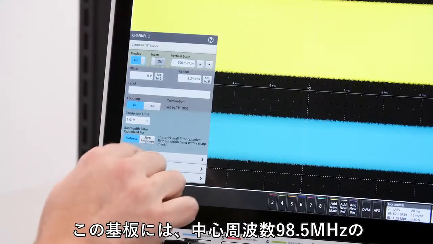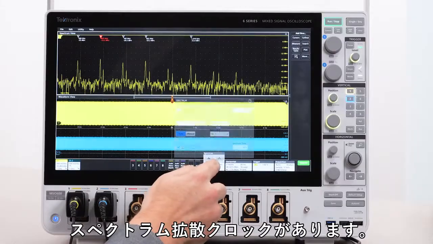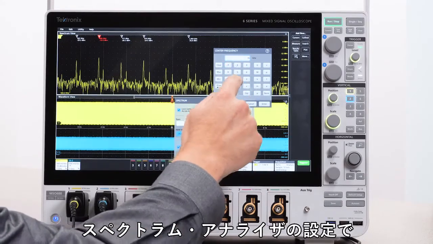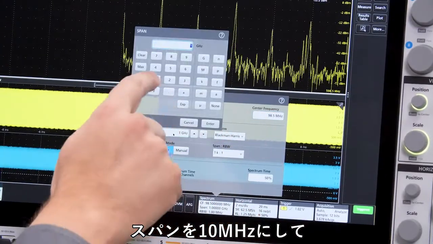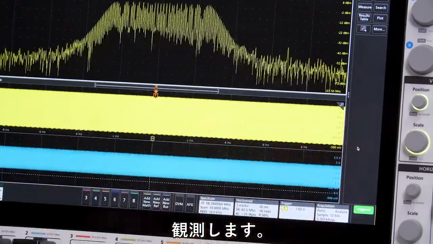This board has a spread spectrum clock with a center frequency of 98.5 MHz. So I'm going to punch that in, along with a span of 10 MHz using the spectrum analyzer controls.